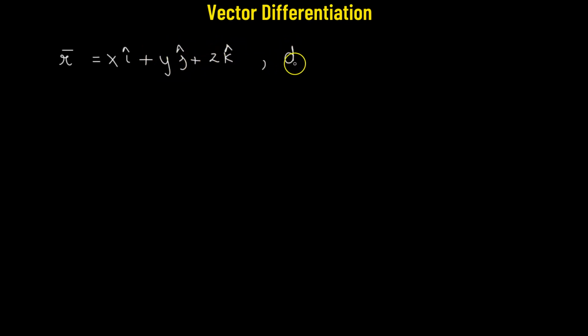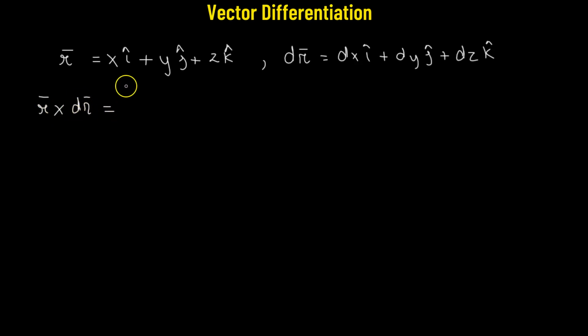So this would mean that its differential dr vector will be dx i cap plus dy j cap plus dz k cap. Now we'll take the cross product between the vector r and dr vector. So let's consider the 3 by 3 determinant. In the first row, we have the unit vectors i, j, and k.